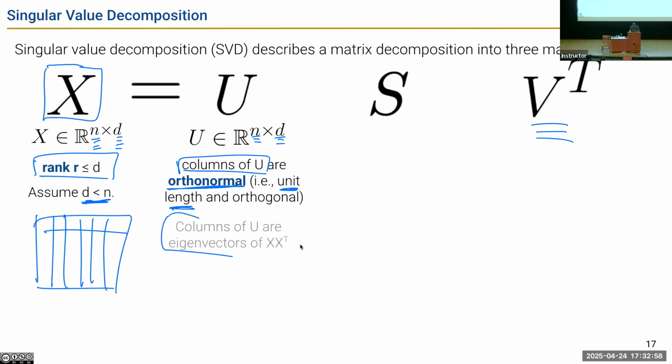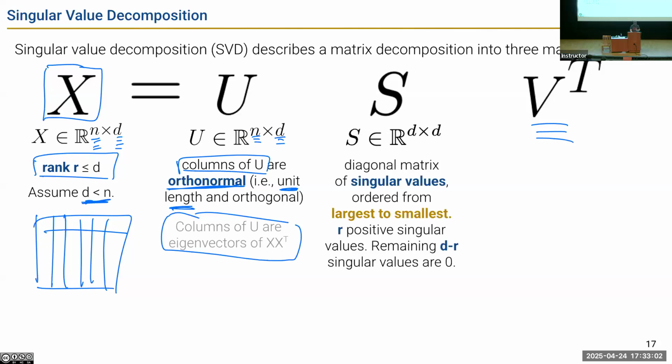That grayed out fact is not super important for Data 100, but I'm just including it there so you know. S stands for singular value matrix. What is S? S is a square matrix. It's D by D, number of features by number of features. It's a diagonal matrix. So that means everything in this matrix is 0 except for the diagonal.